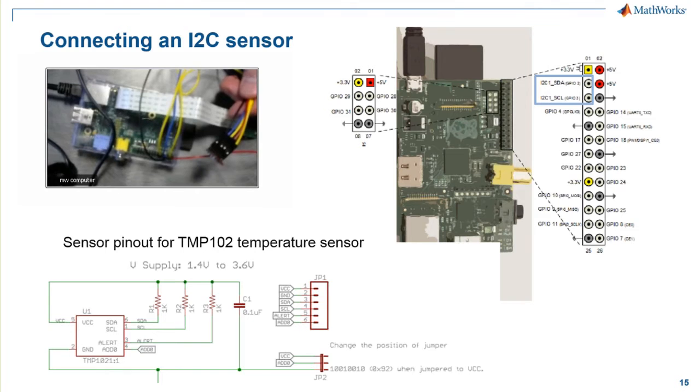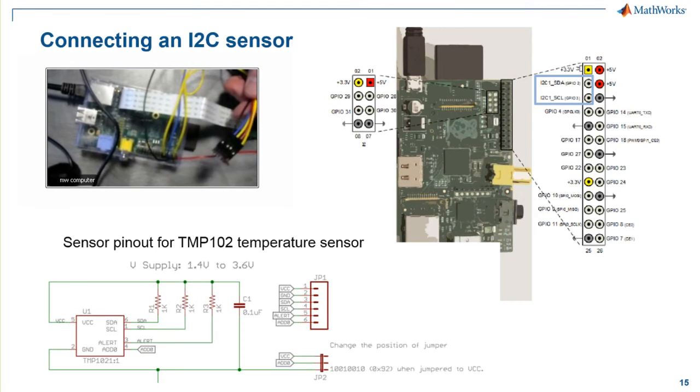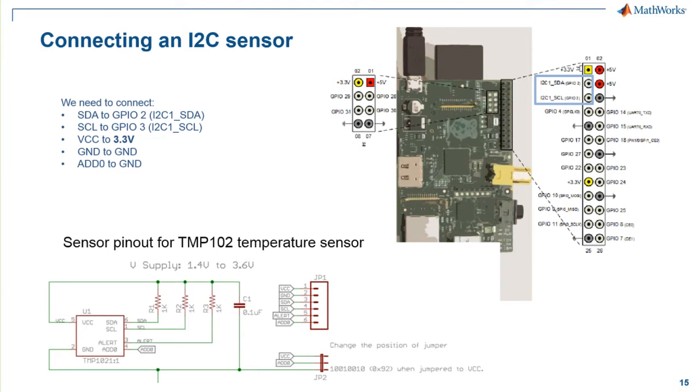Okay, if you've connected it correctly, it should look something like this. You can see the sensor, and you can see the various wires connected to the Raspberry Pi. Okay, so let's jump into MATLAB.